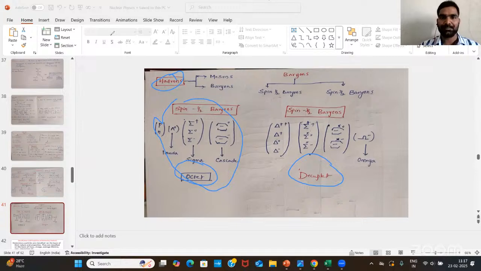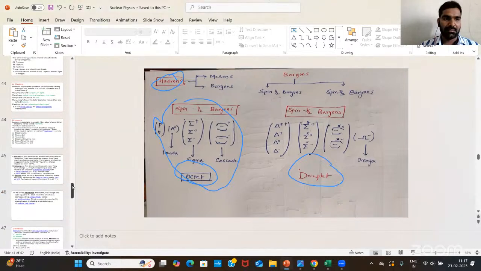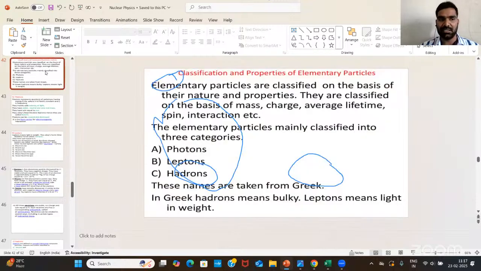Next, we will see the classification by each term. We will try to learn each term of this classification here. Theoretically, we will see what these elementary particles are.